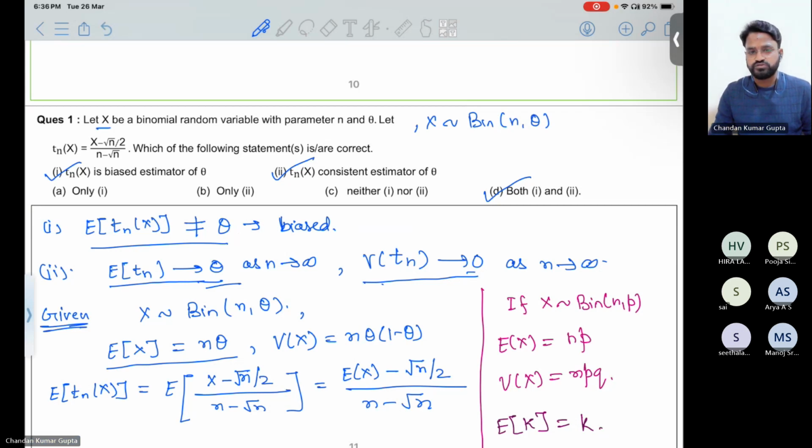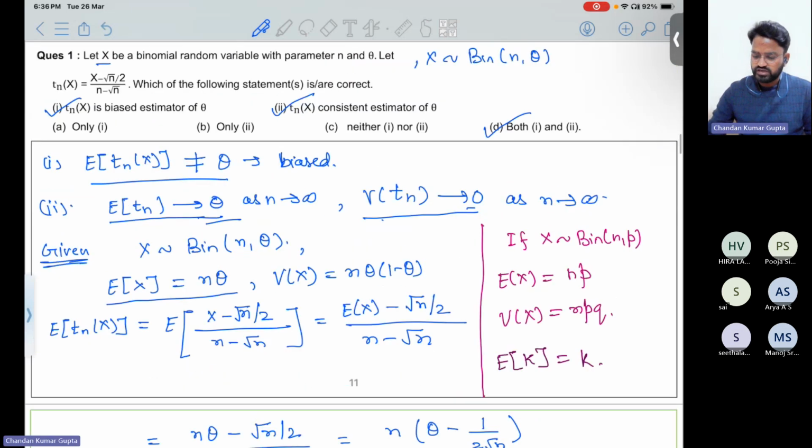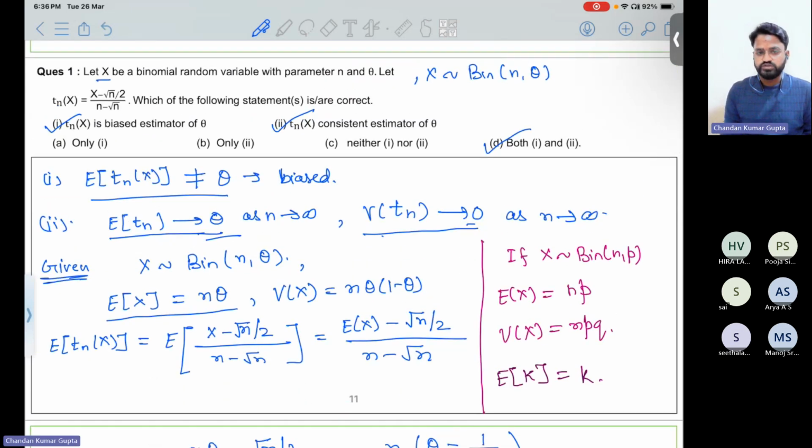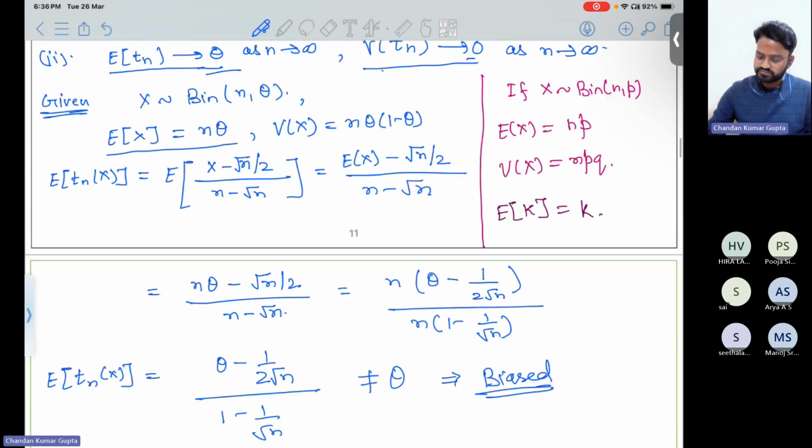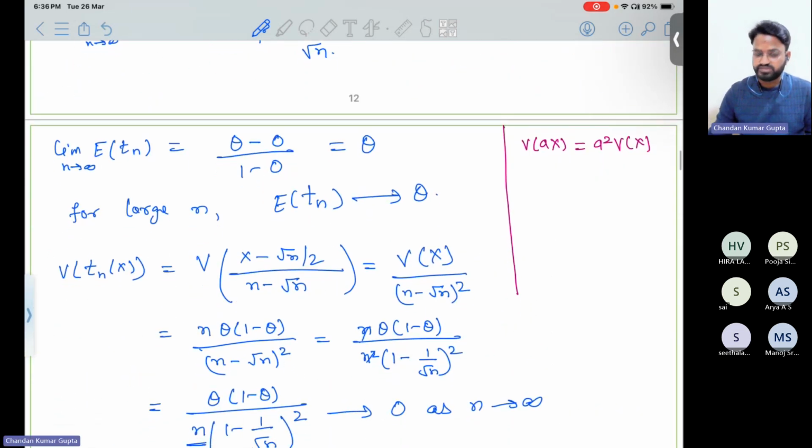Okay. Anyone have any doubt? So please ask. Because we are doing nothing but using the definition and solving step by step.